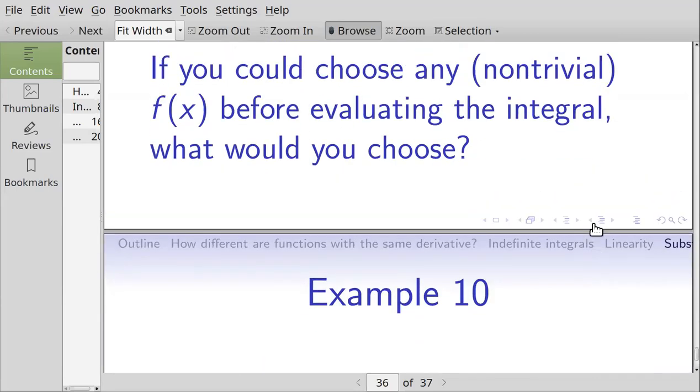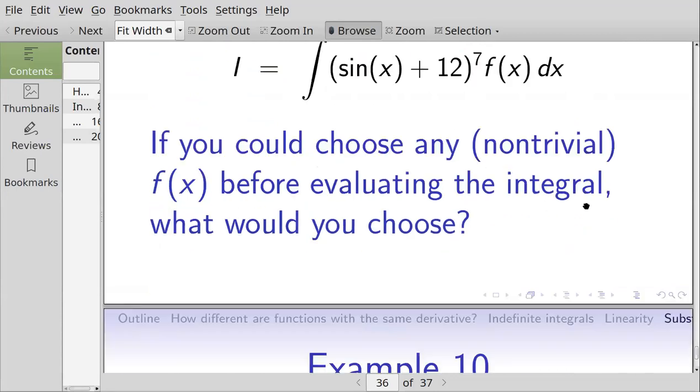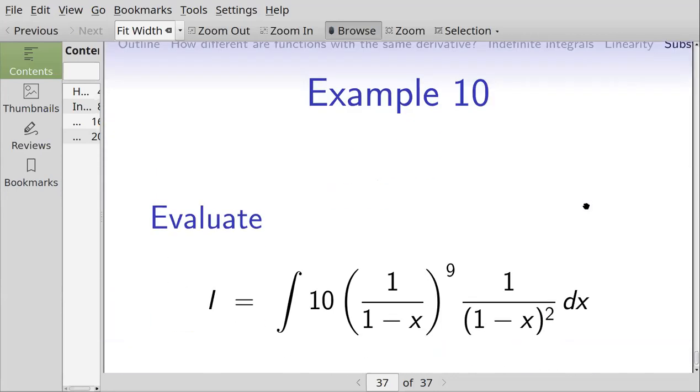Sir, what if we just choose f of x as 1 over sine of x plus 12 to the power 7? Then it would just be the integral of 1. Yeah, okay. If you want to cheat. Cheating. All right, well, let f of x equal 0. That's the easiest.